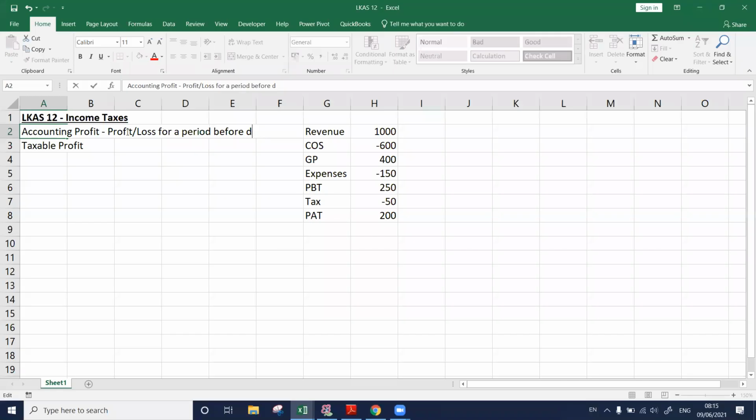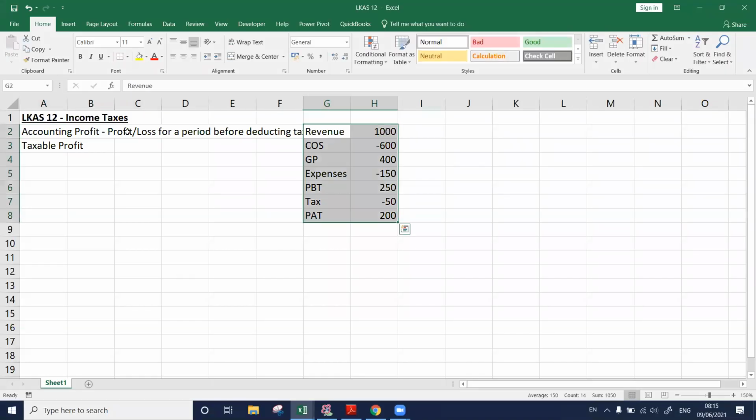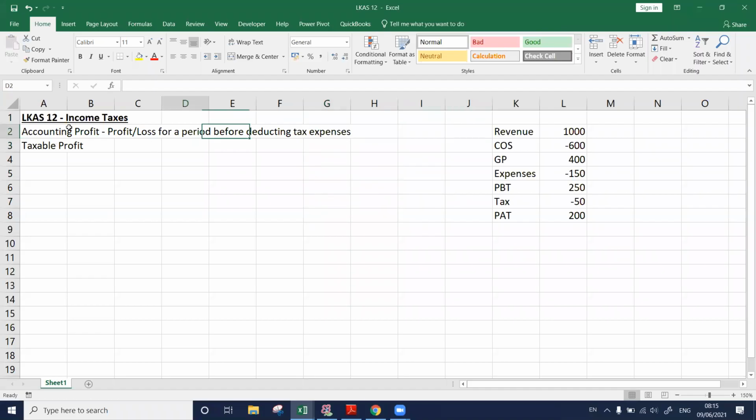before deducting tax expenses, right? Profit or loss for a period before deducting tax expenses we call the accounting profit. Simply, this means profit or loss for a period before deducting tax expenses. It means this is what we call profit before tax.